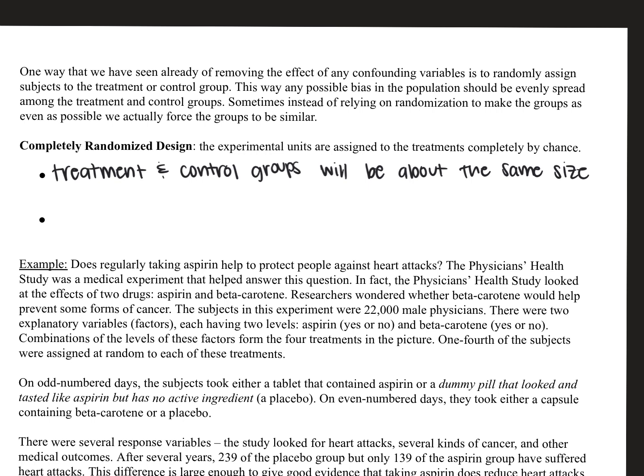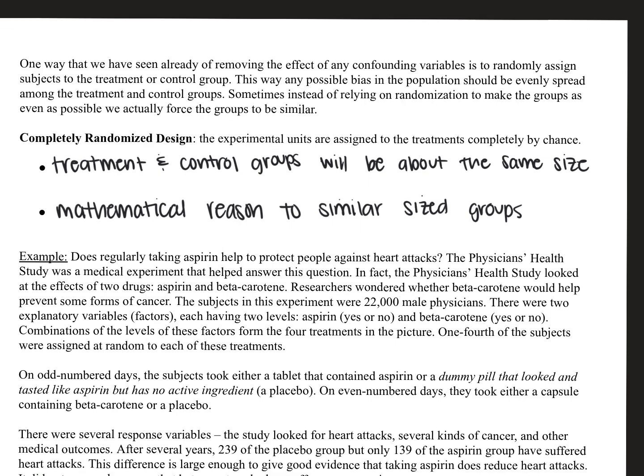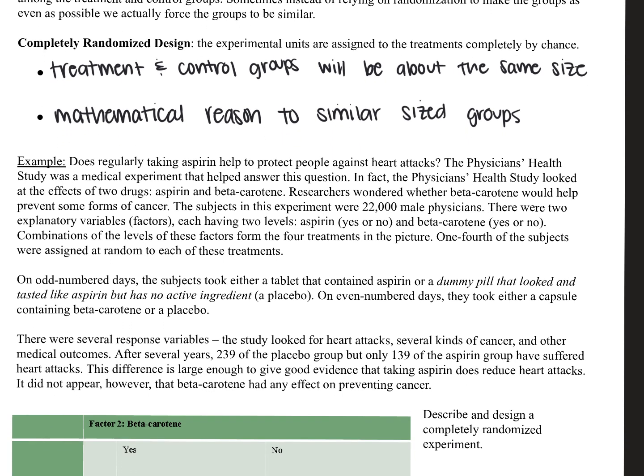And then there is a mathematical reason to have similar size groups, and we're going to be talking about that later. So you want them to be about the same size, and there is a mathematical reason behind this, and we'll talk about it later. So let's go ahead and look at an example.